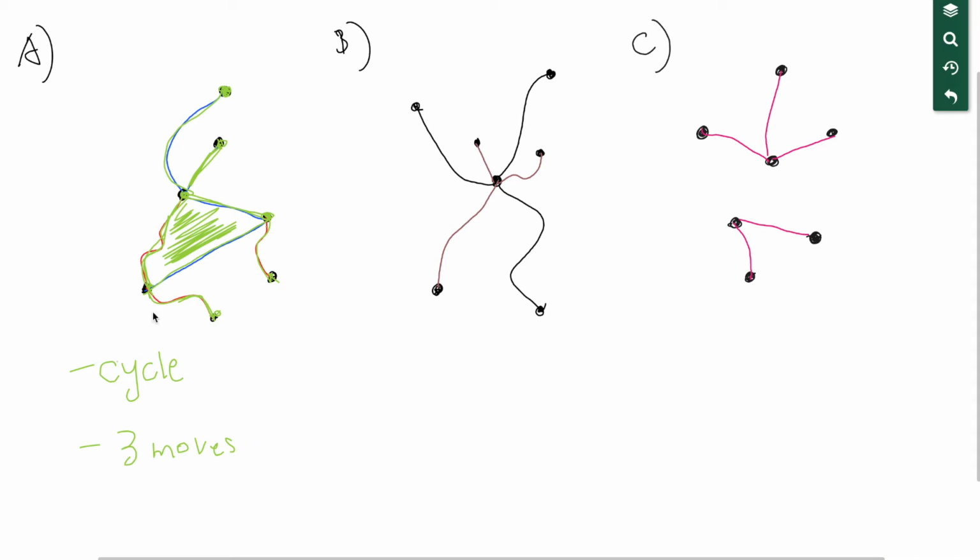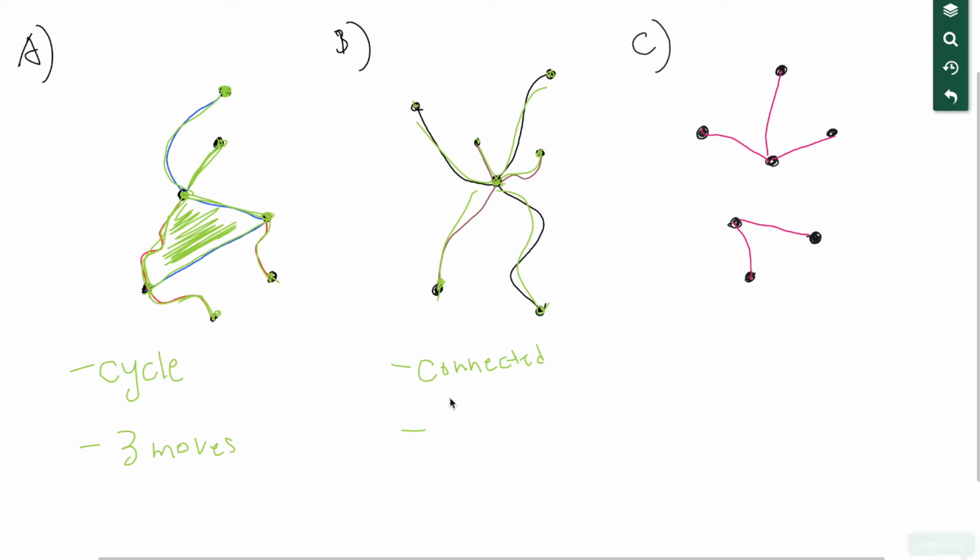For B, what's different about B is that if we look at this point, this point is connected to all of the other points that surround it, right? It's connected to this point with this line, it's connected to this point with this line, and this point, and this point, and then again this point with this line, right? Like this. Let me just connect it to show you guys. So let me just write, connected.